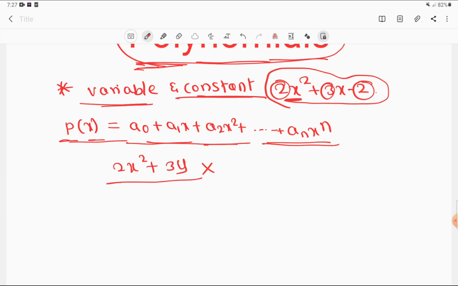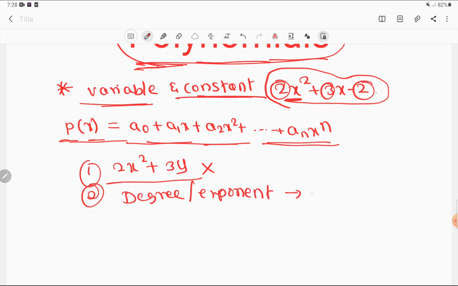Second thing is, the polynomial degree, meaning exponent, is always positive. Polynomial exponent is always what? Positive. If I take one example, 3x cube, 5x square plus 3, if you see the exponents, here is 3, here is 2. Both exponents are positive. So a polynomial always has positive exponents. Remember it.